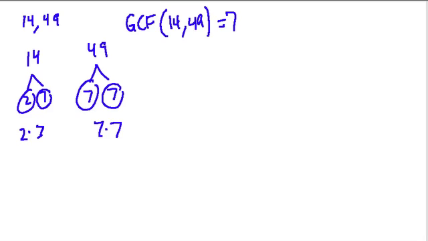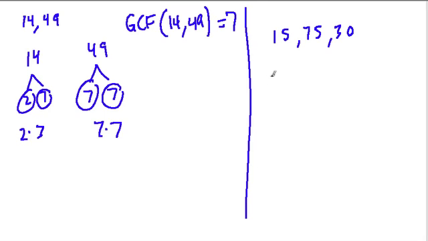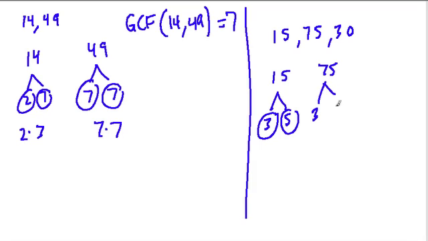And other examples we can look at. What if we had 15 and 75 and 30? What do we do when we have three numbers? Well, same strategy. 15 is equal to 3 times 5. 75 is equal to what? Well, I would say 3 times 25. 3 is prime. 25 is 5 times 5.